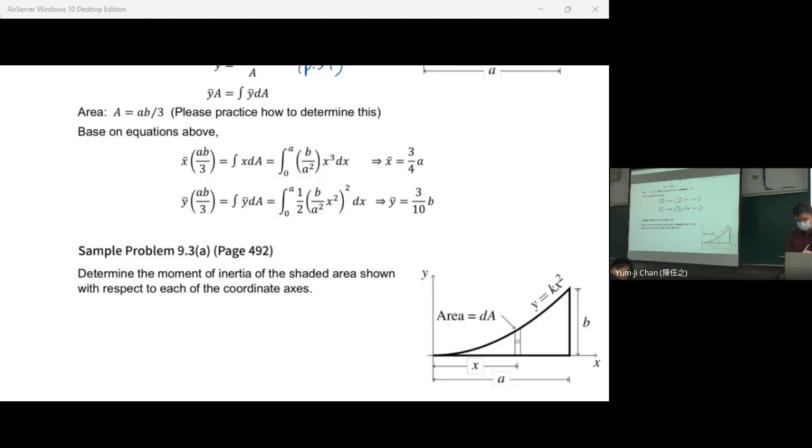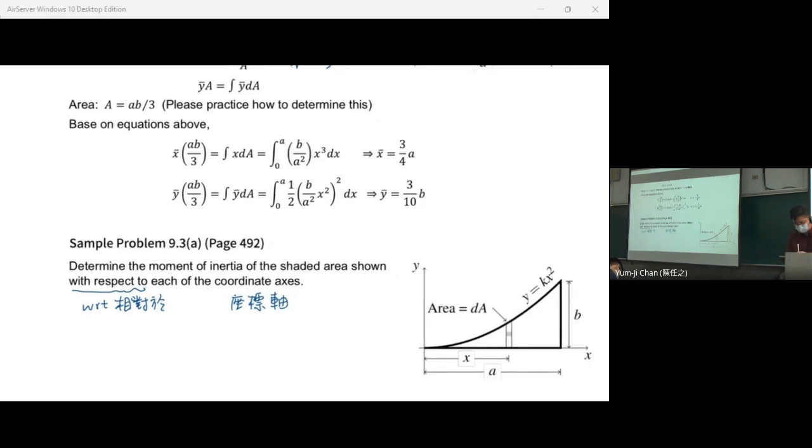With respect to, WRT, is 相对于. And then coordinate axis, 坐标轴. Sorry, I should put it like coordinates is 坐标, axis is 轴. And remember, axis is singular and axes is plural.